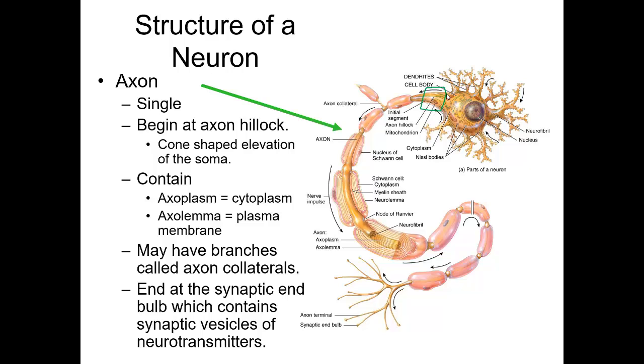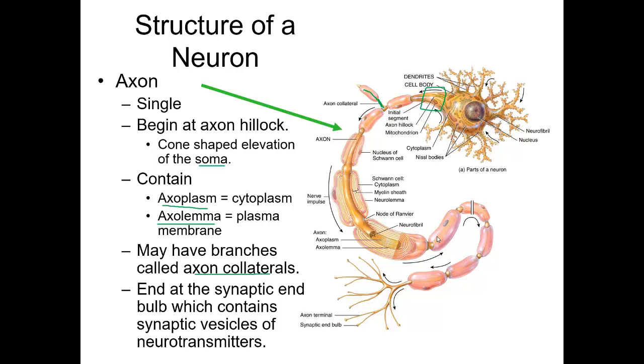Now, in a generic neuron, you have one axon, and it begins at this conical region called the axon hillock. The axon hillock is present on the cell body or the soma. Now, the axon contains cytoplasm, but it's called the axoplasm, and the plasma membrane covering the axon is called the axolemma. Now, the axon may or may not have branches, and they are called axon collaterals. In this particular image, you have one axon collateral right here.